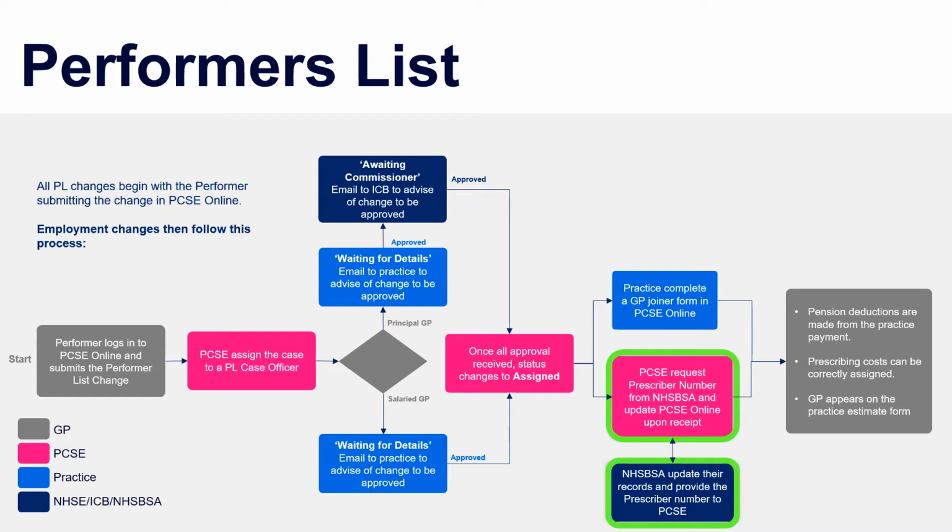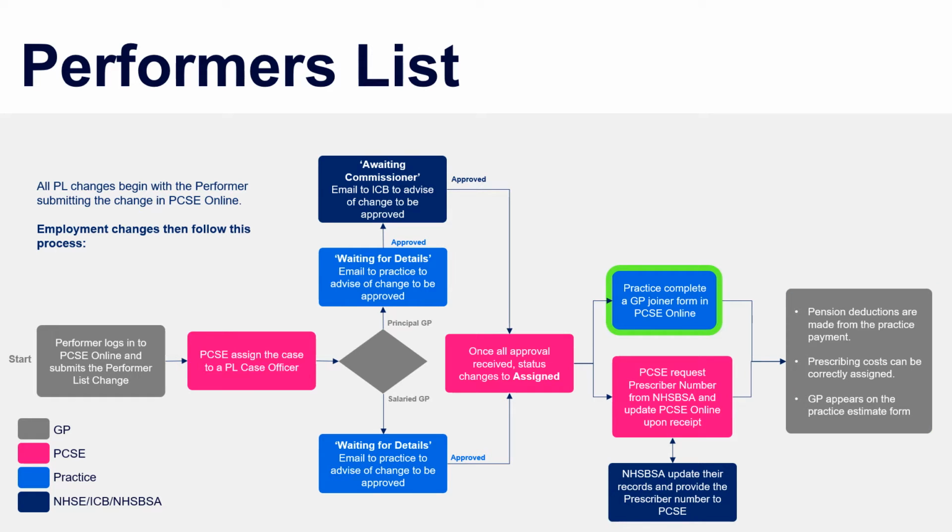At this point, PCSE will also contact NHS BSA to generate the prescriber number for the GP. For salaried GPs, the GP will be able to find their prescriber number within their PCSE Online account. This is the same for a GP principal, i.e. GP partner. However, PCSE will also email this information to the partner GP. Only once the GP joiner form has been completed in PCSE Online will your GP appear on the practice estimate form.